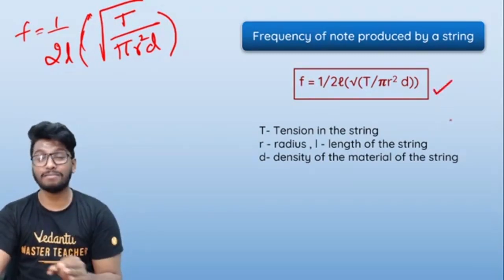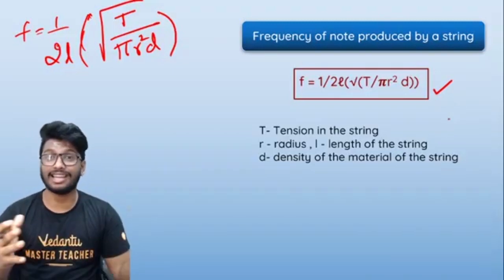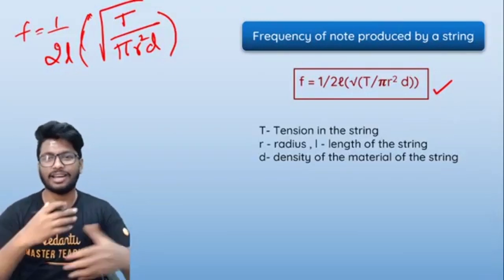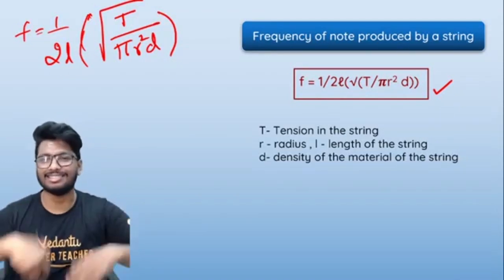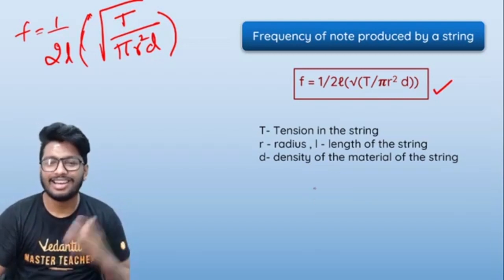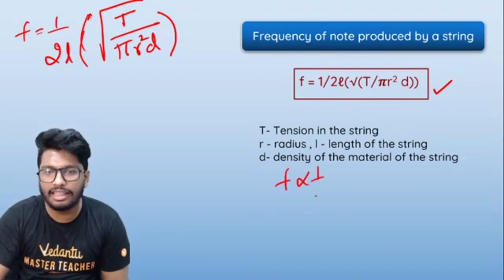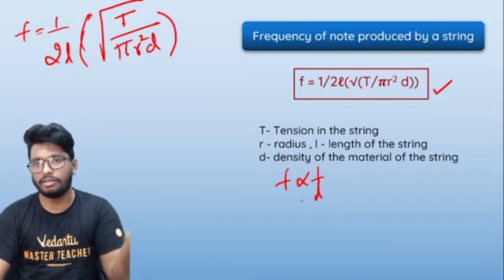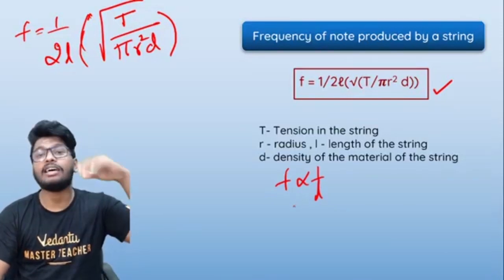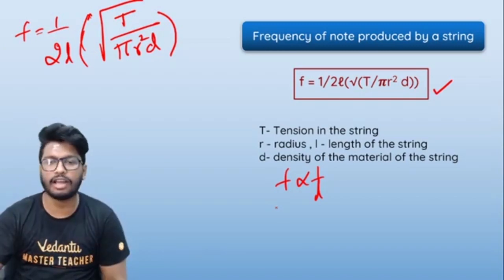The reason why you have to remember the formula is not for the problems, but for the relationship type questions, like what is the type of relationship that frequency has with the length and density and all that. So how is it? Frequency is indirectly proportional to the length. So if you increase the length, lesser would be the frequency. If you decrease the length, greater would be the frequency. That is the first factor.